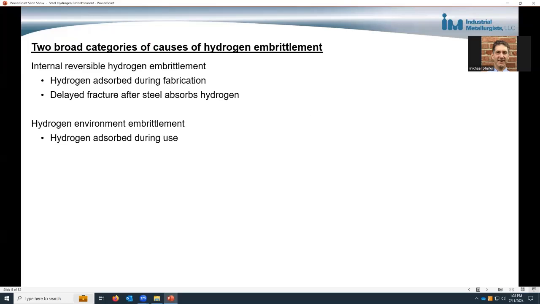There are two broad categories of causes of hydrogen embrittlement. There's internal reversible hydrogen embrittlement, which is hydrogen that's absorbed during fabrication of components. And then there's delayed fracture as a result after the steel absorbs the hydrogen and the parts are exposed to tensile stresses. There's also hydrogen environment embrittlement, and that's due to hydrogen being absorbed during use. So it could be when parts are corroding or exposure like to hydrogen sulfide, where the metal can absorb hydrogen during use.